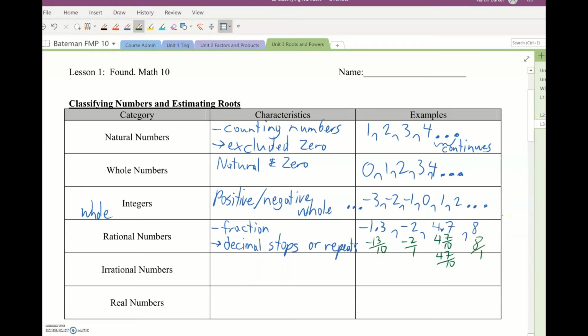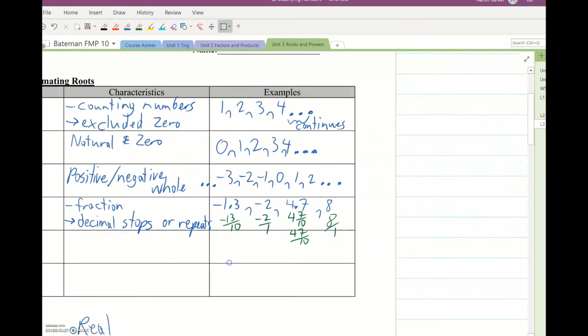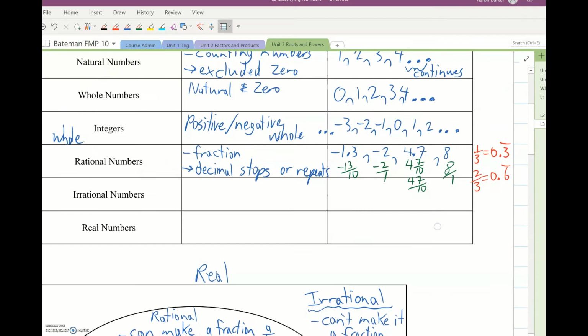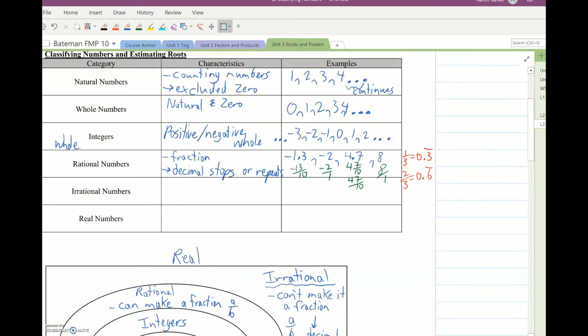Those are all rational numbers. Some weird ones are things like 1/3, which equals 0.3 with the repeat bar, and 2/3, which equals 0.6 with the repeat bar. But because the decimal is repeating, it is rational.